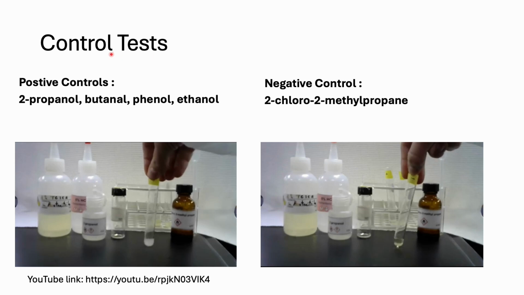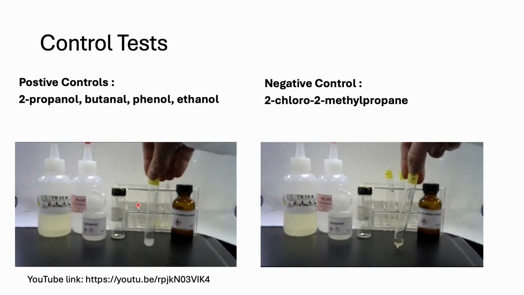To shift our focus onto the control tests, we need to conduct both positive control tests and negative control tests in 2 different test tubes. For the positive control, we can use either 2-propanol, butanol, phenol, or ethanol. And for the negative control test, we can use 2-chloro-2-methylpropane.